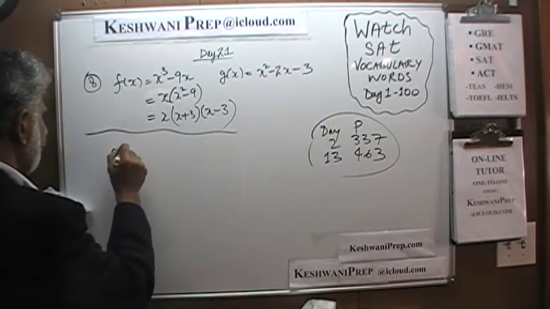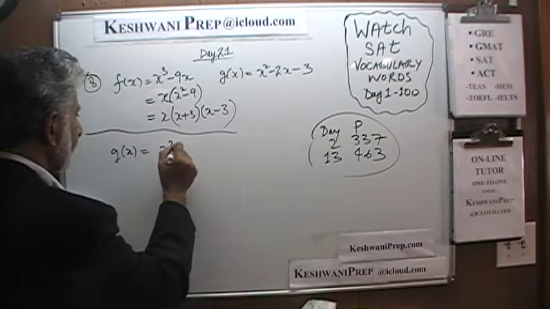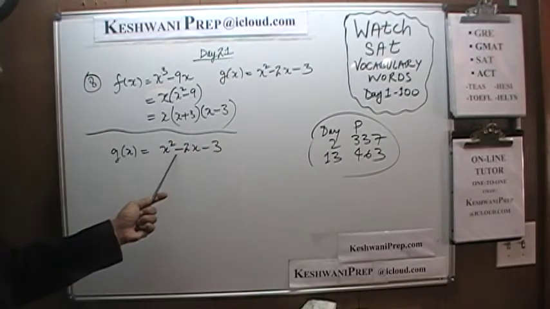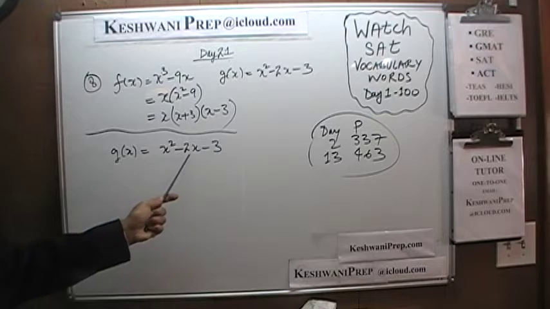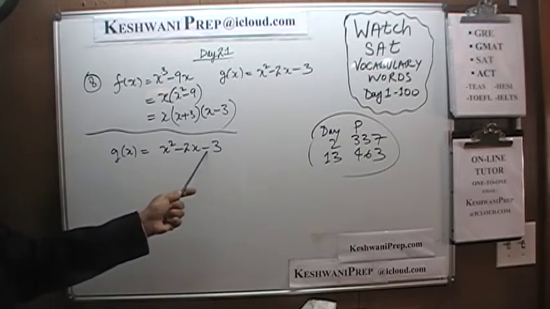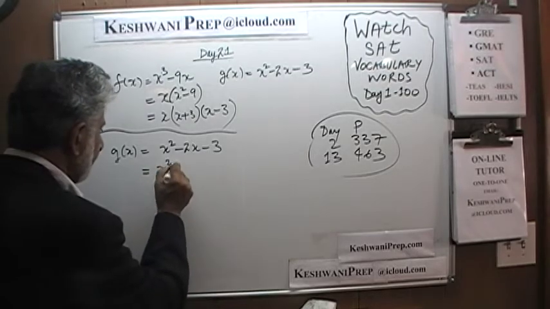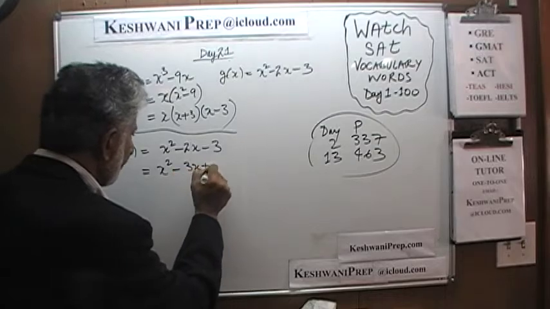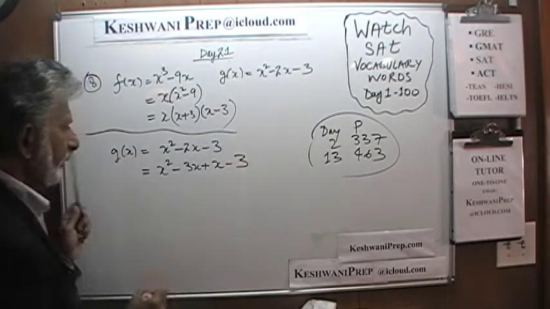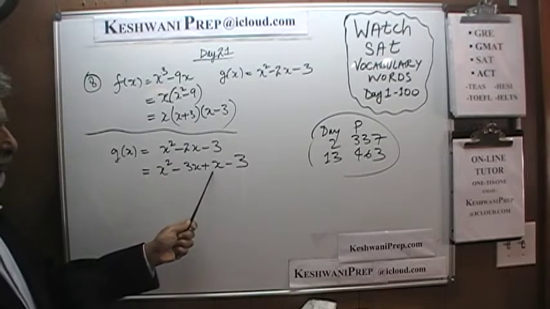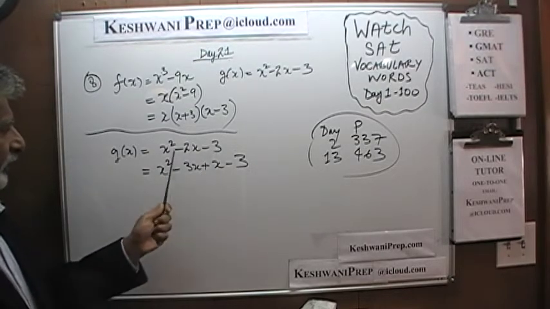Let's look at g(x). g(x) is x squared minus 2x minus 3. So here, if you're going to factorize it, we're looking for two numbers such that their sum is negative 2 and their product is negative 3, which is simply negative 3 and a positive 1. Negative 3x and positive x will give us negative 2x, and negative 3x times positive x is going to give us negative 3x squared.